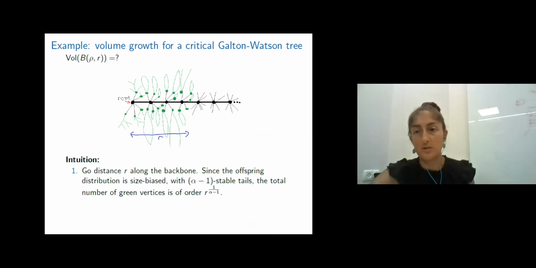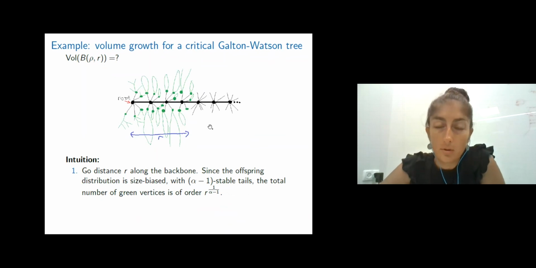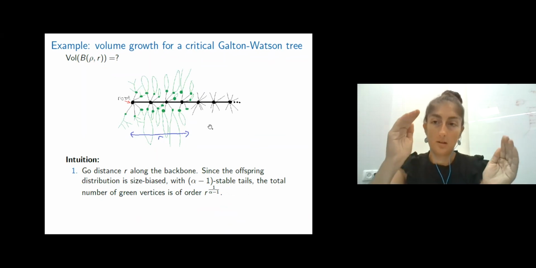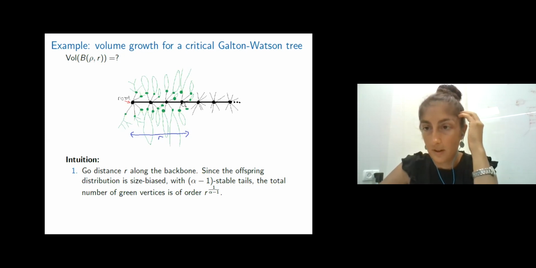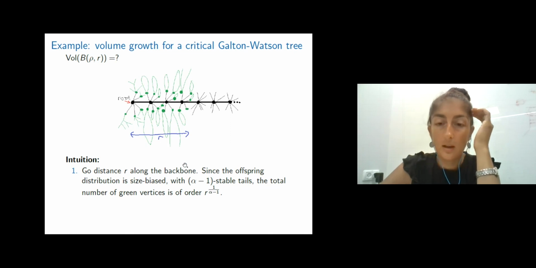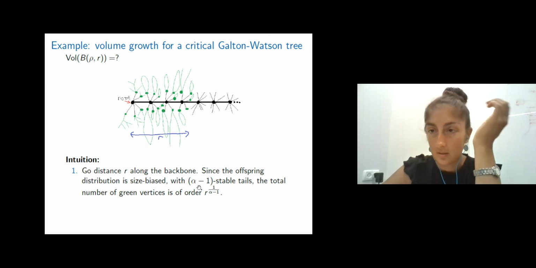So how do you get some intuition on the volume growth for just the tree? What you want to do is take the ball of radius r. You can first look at distance r along this special backbone, which has these special size-biased vertices. Then, I said that the offspring distribution is size-biased, so the stability parameter for this backbone is actually alpha minus 1, which is less than 1.